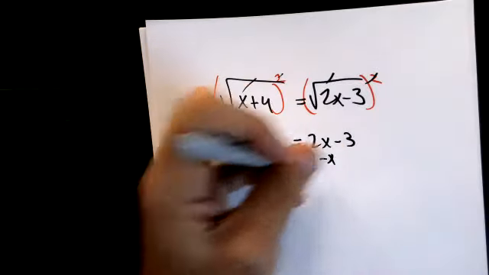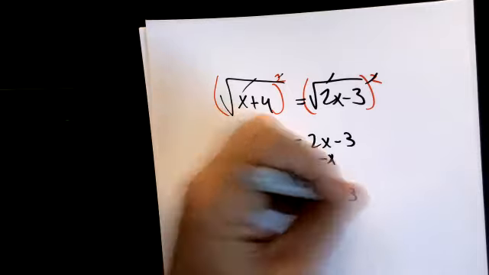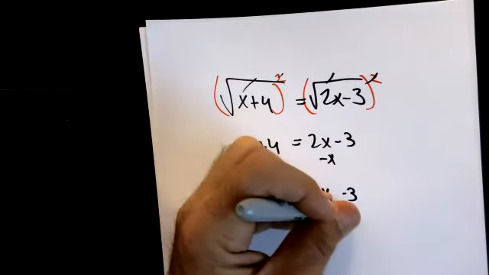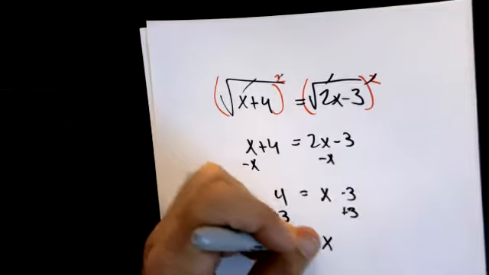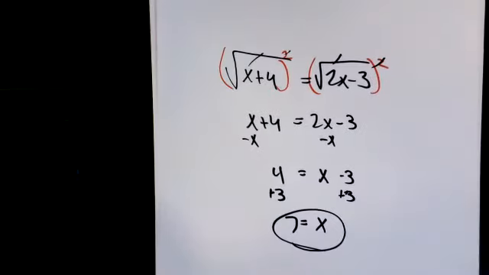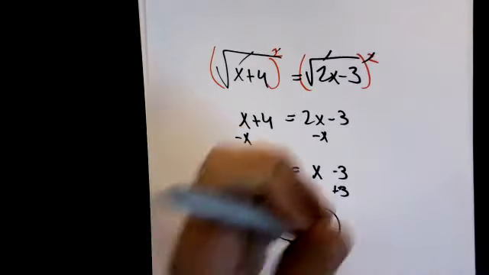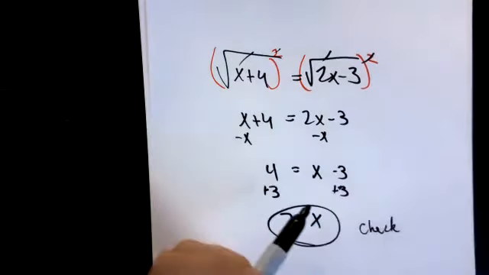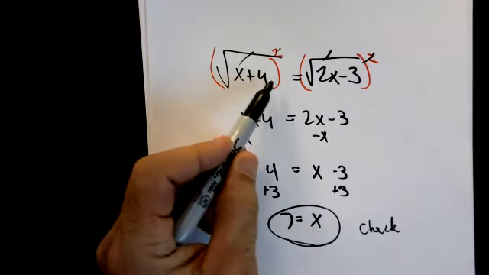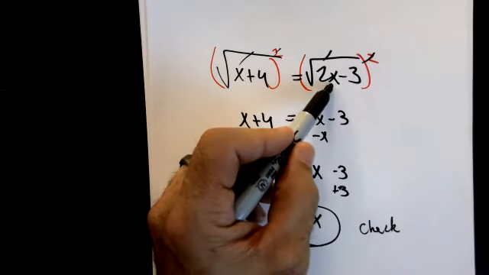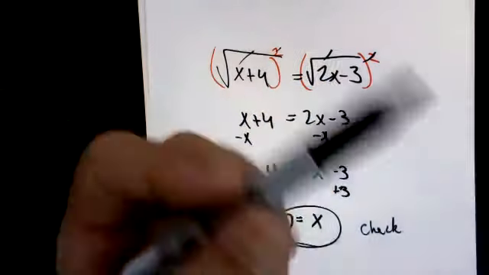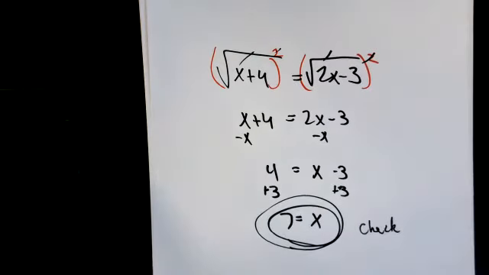And again, this is just a straight up linear algebra problem. Get your x's together on the same side. Get your constants together on the same side. And x equals 7. Check it to see if it works. 7 plus 4 is 11. This is the square root of 11. 2 times 7 is 14. 14 minus 3 is 11. This is the square root of 11. So this one works as well. So that basically takes care of 7-6. So that finishes up chapter 7.